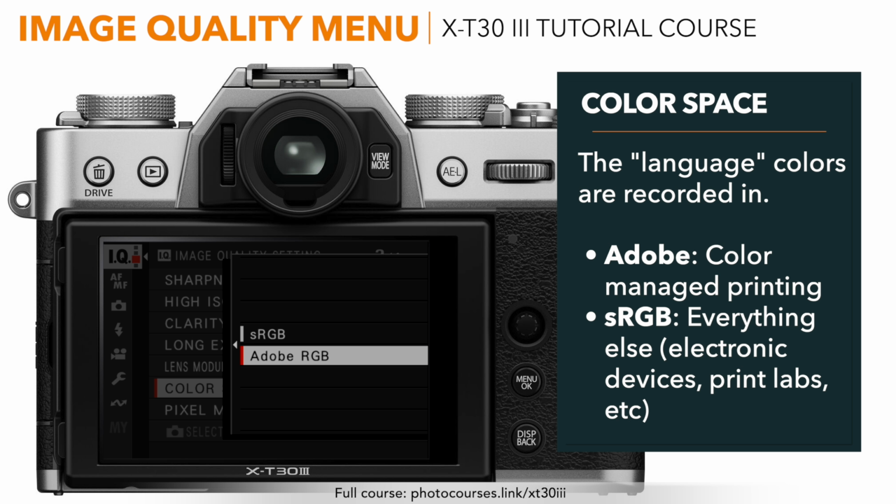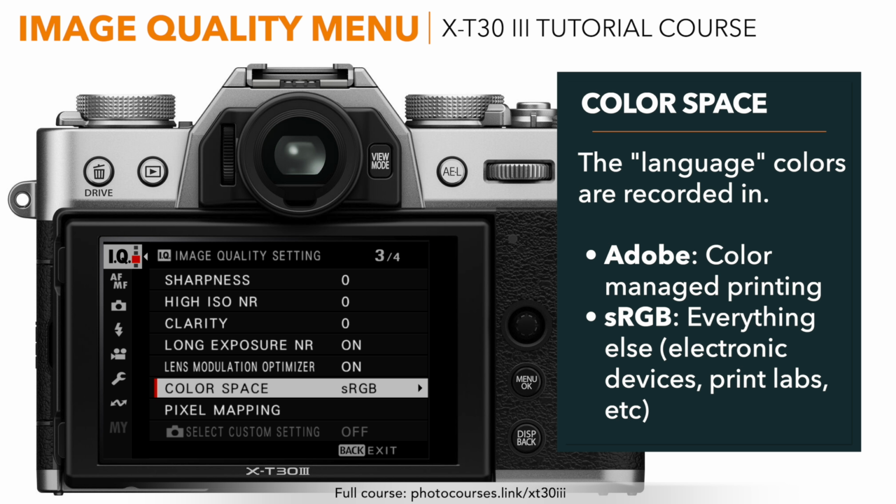If you have a large format printer at home and you're going to be doing color managed printing and you have years of experience doing that, go ahead and set this to Adobe RGB. But for the rest of us, I would always recommend recording in the sRGB color space so that our photos are speaking the same color language as our display devices. This option doesn't apply to RAW files. Those don't have a color space. It's just for processed files.